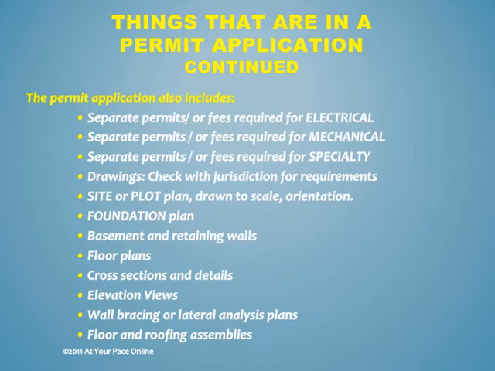Things that are in a permit application continued. Permit application also includes separate permits or fees required for electrical, separate permits or fees required for mechanical, separate permits or fees required for specialty, drawings, check with jurisdiction for requirements, site or plot plan, drawn to scale, orientation, foundation plan, basement and retaining walls, floor plans, cross sections and details, elevation views, wall bracing or lateral analysis plans, floor and roofing assemblies.